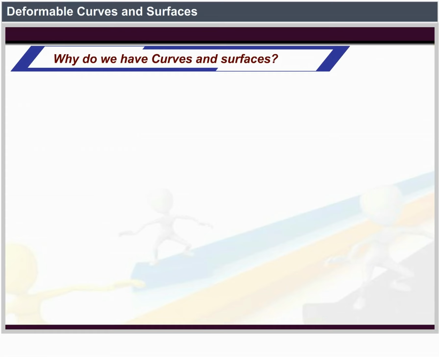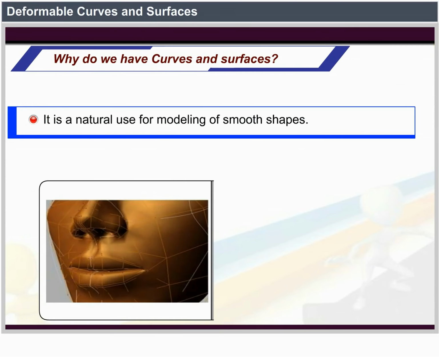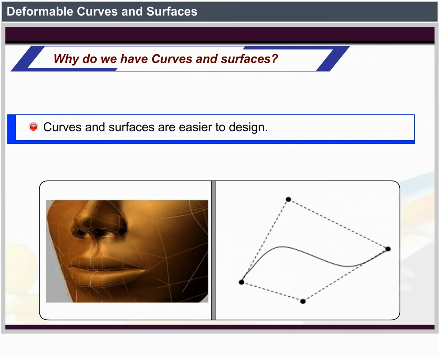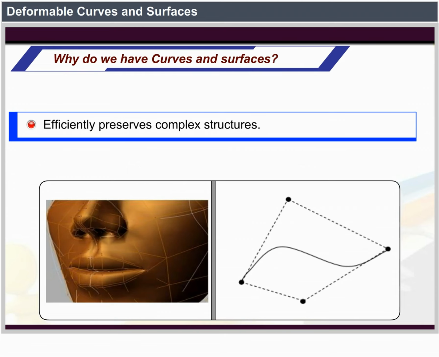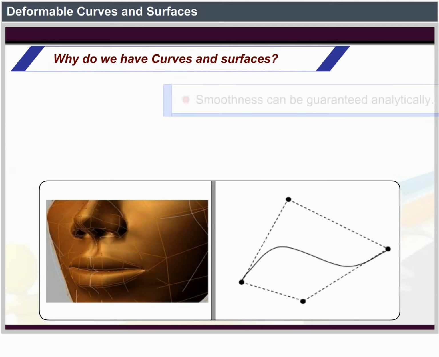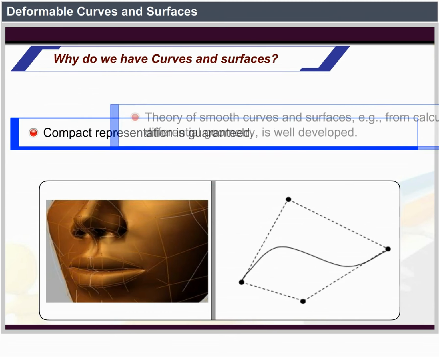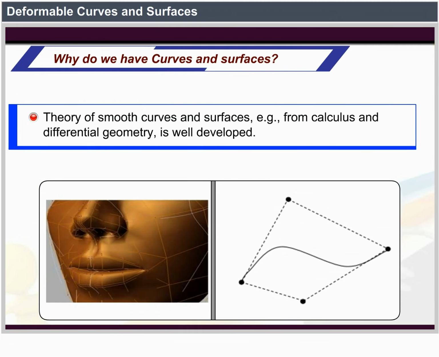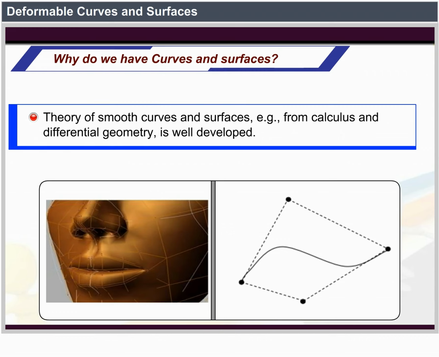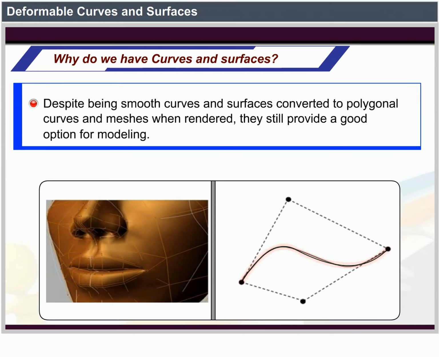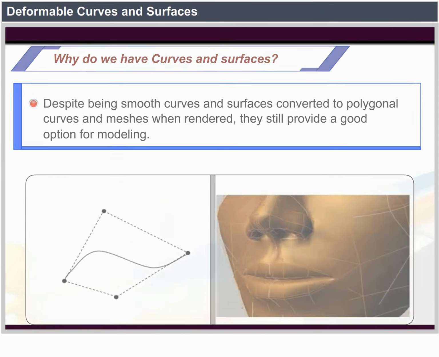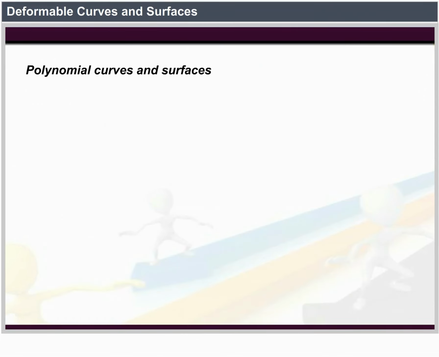Why curves and surfaces? They are a natural choice for modeling smooth shapes, easy to design, and efficiently preserve complex structures. Smoothness can be guaranteed analytically. The representation is compact, and the theory of smooth curves and surfaces, that is, from calculus and differential geometry, is well developed. Although smooth curves and surfaces are converted to polygonal curves and meshes when rendered, they still provide a good option for modeling. Polynomial curves and surfaces.